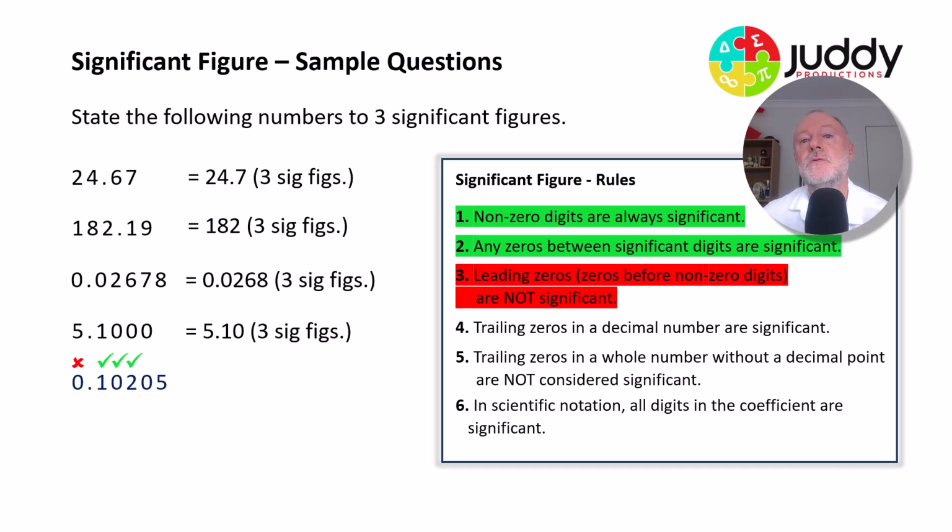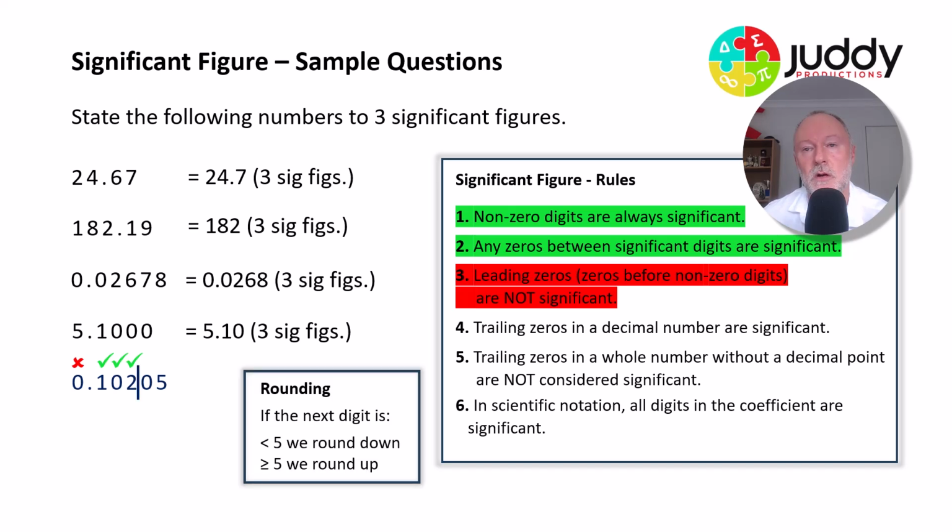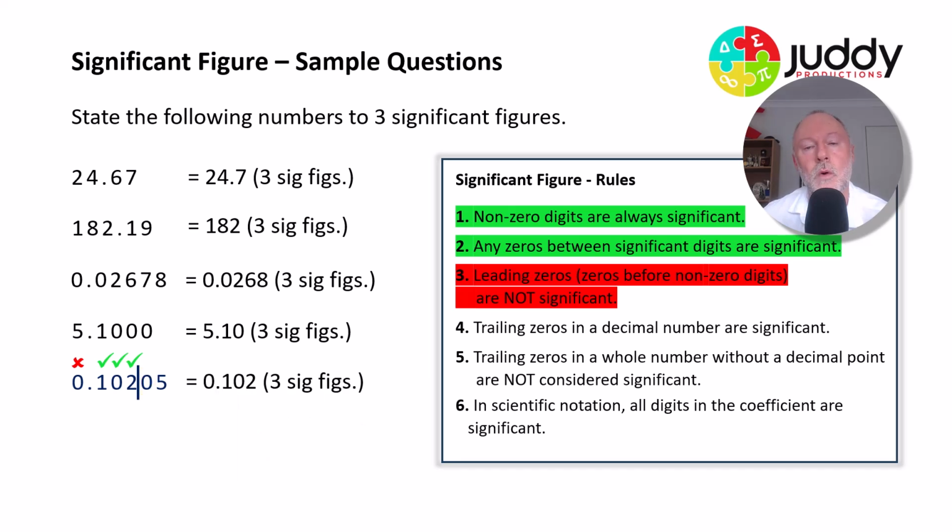So accordingly, this will round to 0.102, but we need to check and see if the 2, the third significant figure, rounds up or remains the same with rounding down. So we look at the next digit, the 0. Now that's less than 5, so we round down. So this number remains as 0.102 to 3 significant figures.